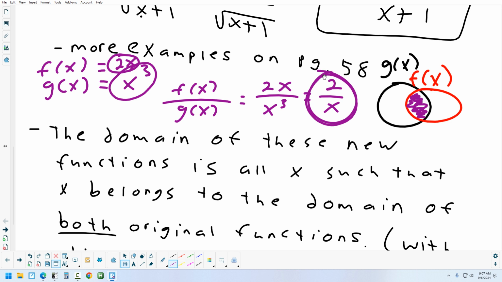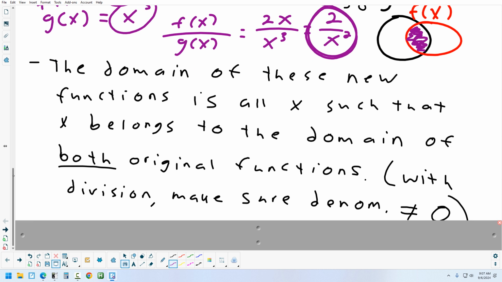Wouldn't it be x squared on the bottom? X cubed? Yeah, thank you. Yeah, that'd be an x squared. Still the same answer. You would not be allowed to plug in 0 for the domain. So we just got to be careful when we do division.